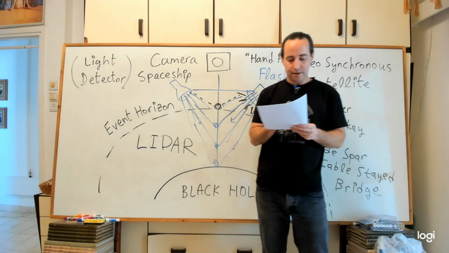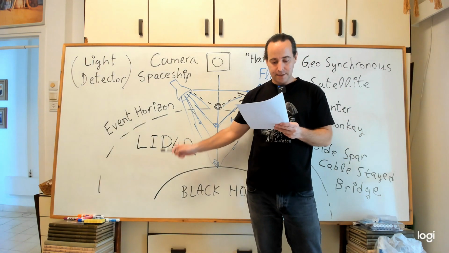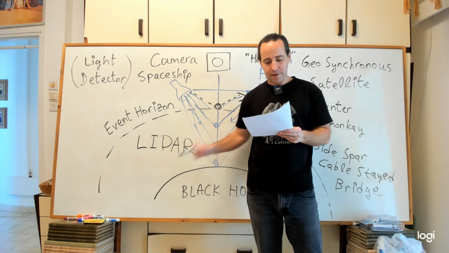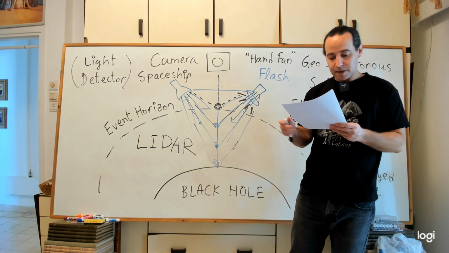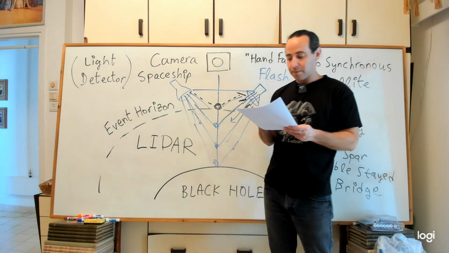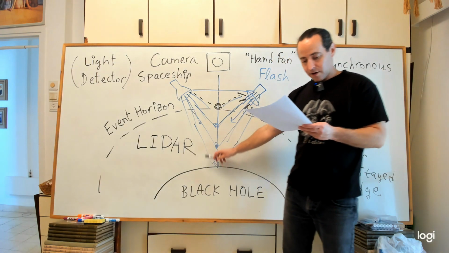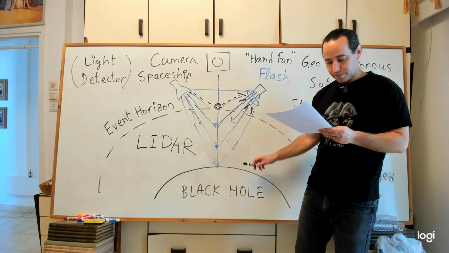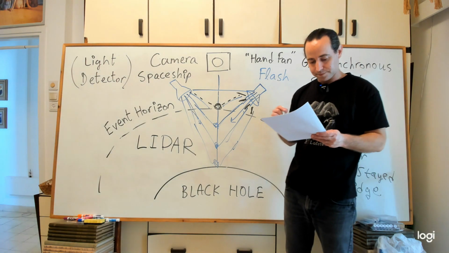LiDAR, like a radar from laser, you can see in Wikipedia, LiDAR, but instead of measuring an ancient city hidden in the rainforest, we are measuring the topography of the ground of the black hole, one point at a time.